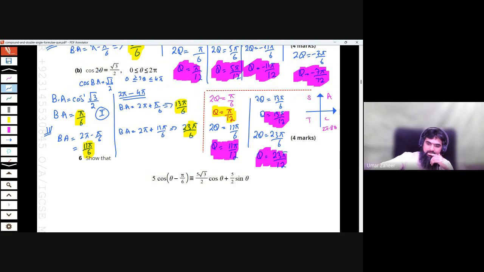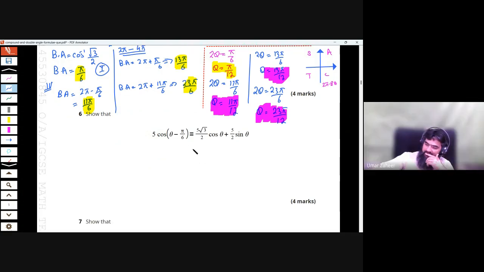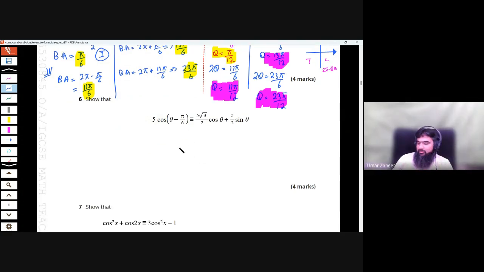Yes, everyone. Any question? No, sir. Okay, he says that we have to show that the left side will be equal to right side.